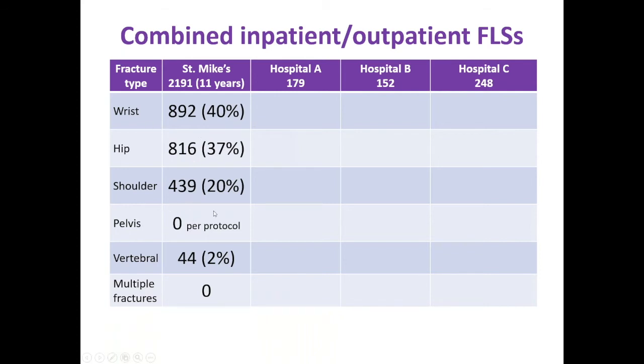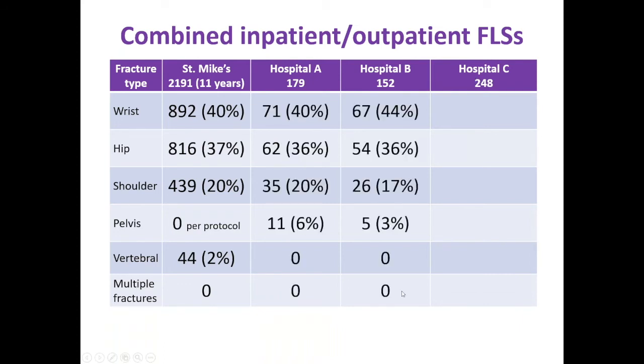St. Mike's in their publication, they excluded pelvic fractures, but they're not a huge number of fractures. And so you can see here how they're distributed. But the big 3 are those 3, and you can see where the percentages are. And in fact, if you look at data published from the UK, for example, in the FLSs, you'll see that same kind of thing. Now, St. Mike's is a combined inpatient, outpatient FLS, and so are hospitals A, B, and C.